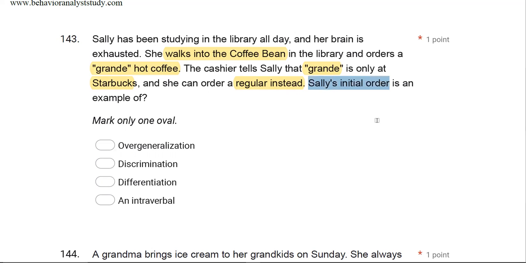Well, we're looking at Sally's order. And what is Sally's order? Well, Sally walks up and says, grande hot coffee. It's a command, right? It's evoked by a motivating operation. When the cashier tells Sally her response, the cashier's behavior is an intraverbal. Sally's is a command. So Sally's initial order is an example of overgeneralization.